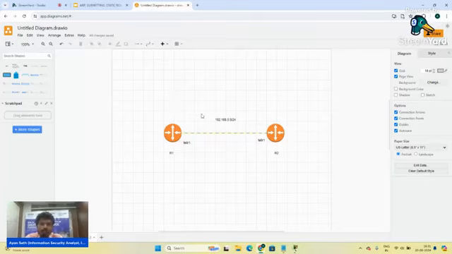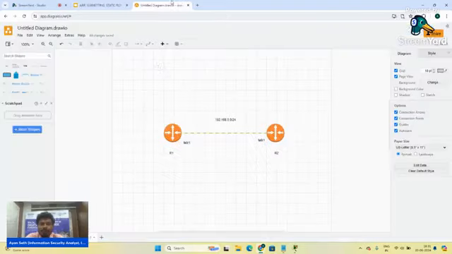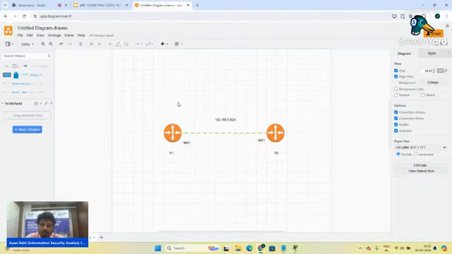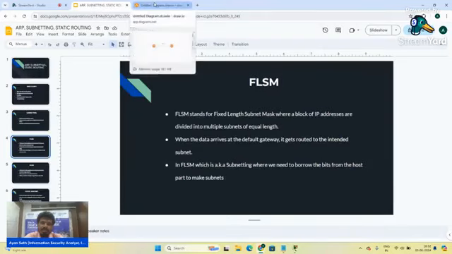So what is happening behind this? It is being used to divide the broadcast domains, right? As I have told you, we can convert a large network into multiple smaller subnetworks. After that, the idea of FLSM, fixed length subnet mask, comes in.